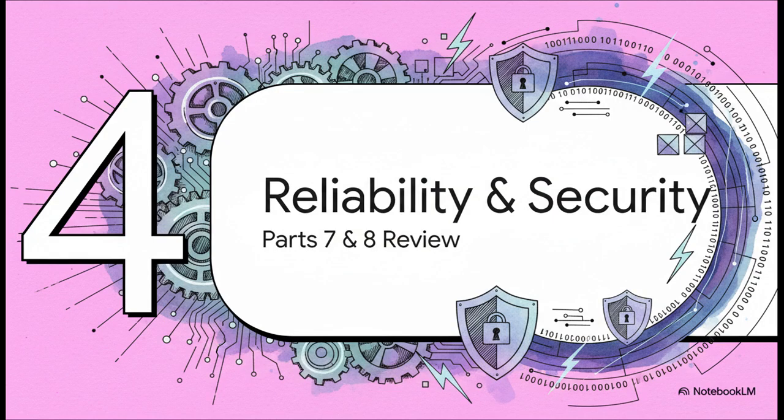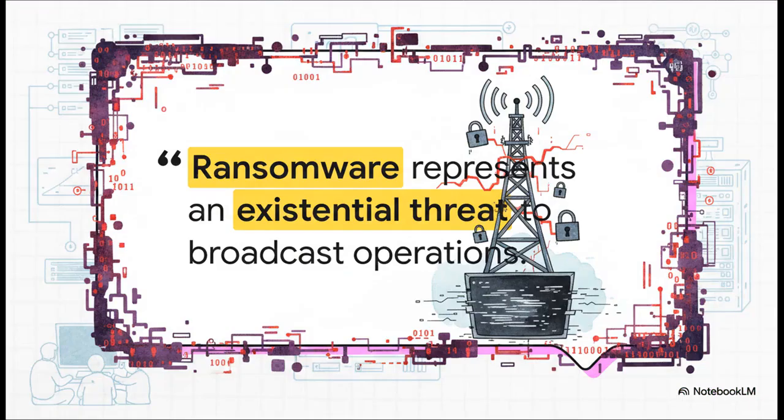Okay, then things got really serious. In parts 7 and 8, we turned to two topics where the stakes just could not be higher, making sure the station stays on the air and protecting it from all kinds of threats. I just have to pause on this quote from the report because it's so important. Ransomware represents an existential threat to broadcast operations. This isn't just some IT headache. A successful attack can literally knock a station completely off the air, cutting it off from the public and from its money. It's why security isn't just a feature, it's a flat-out necessity.